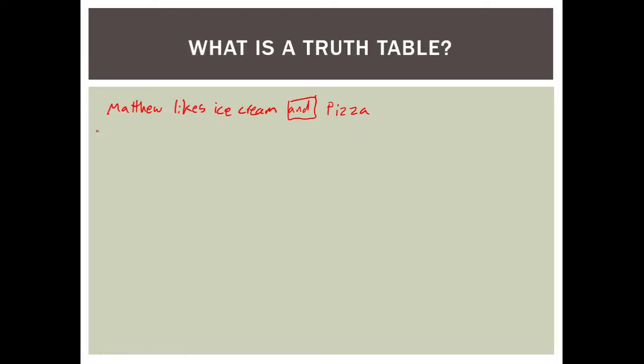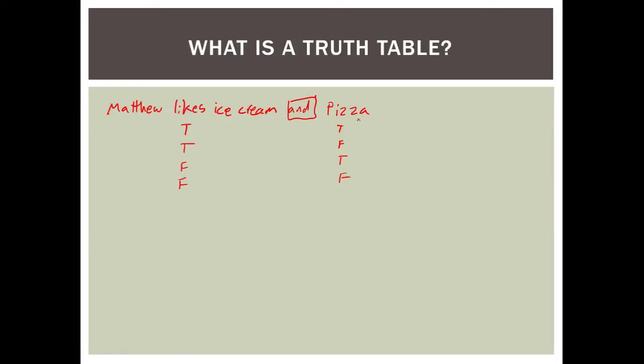It could be true that I like ice cream and true that I like pizza. It could be true that I like ice cream and false that I like pizza. It could be false that I like ice cream and true that I like pizza. Or it could be false that I like ice cream and false that I like pizza. So the complexity of the evaluation of all the components got a little bit more.